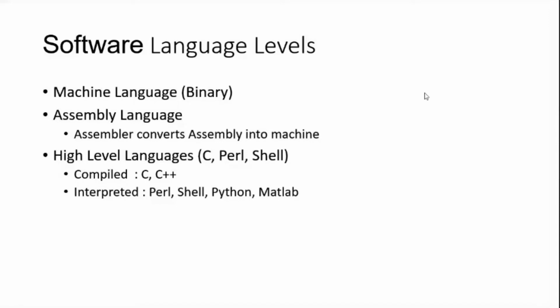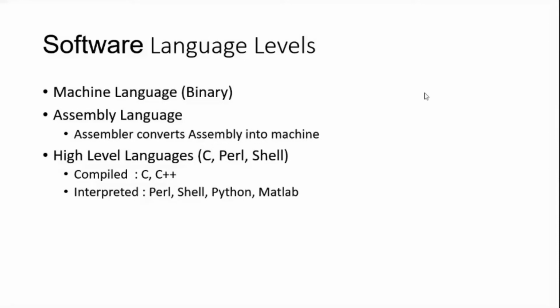Then the third level of software language is high level language. Examples of high level languages are C, Perl, Shell, MATLAB, etc. High level languages are languages in which humans can easily understand things. They include words which are commonly available in human languages. Like in C, there is printf, which can be easily understood. Printf is a command. That sort of words are used in high level languages.